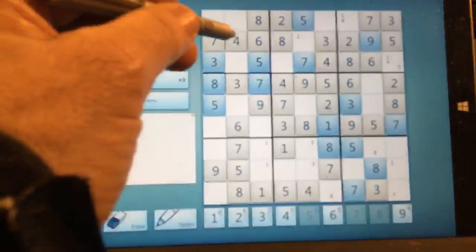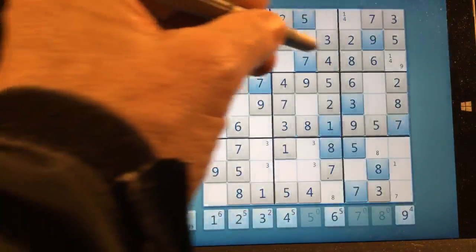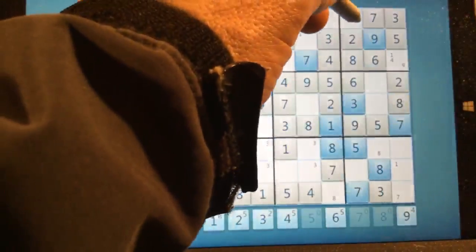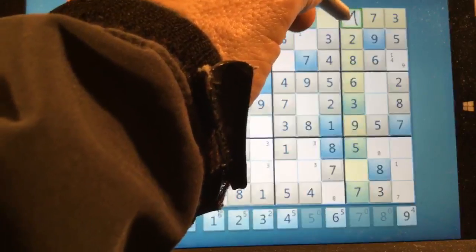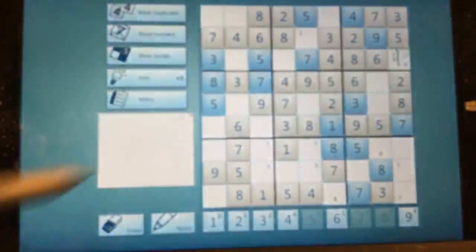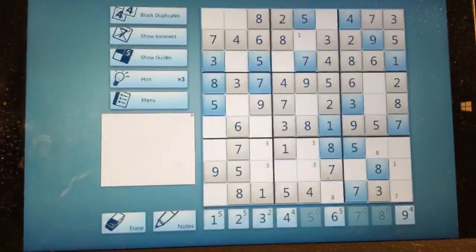Now we solve for 4 by using this information. 4 cannot be here. 4 can only be there. Therefore, the 4 goes there and the 1 goes there. I hope that makes a level of sense.